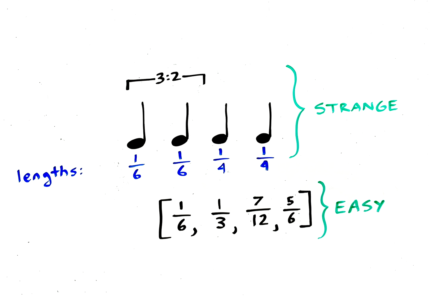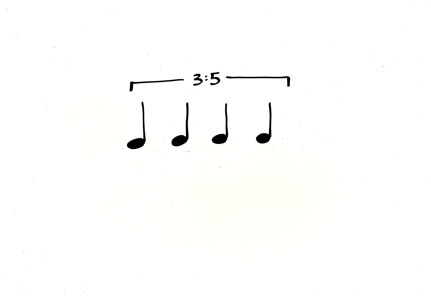Tuplets can also lengthen notes. Let's put all 4 quarter notes under a 3 against 5 tuplet. Now the tuplet is going to divide each of the lengths by 3/5. Each of the lengths was originally 1/4. And 1/4 divided by 3/5 is the same as 1/4 times 5/3. 1/4 times 5/3 is 5/12. So our C-point analysis is now 5/12, 5/6, 5/4, 5/3.